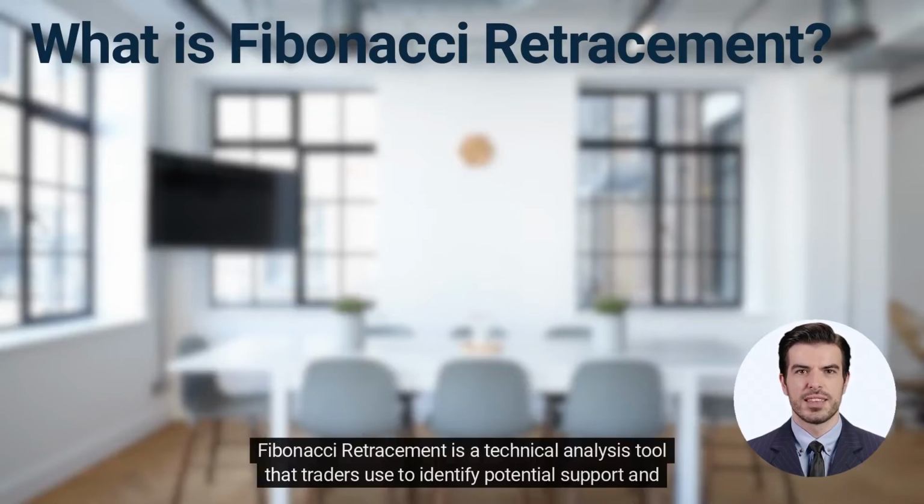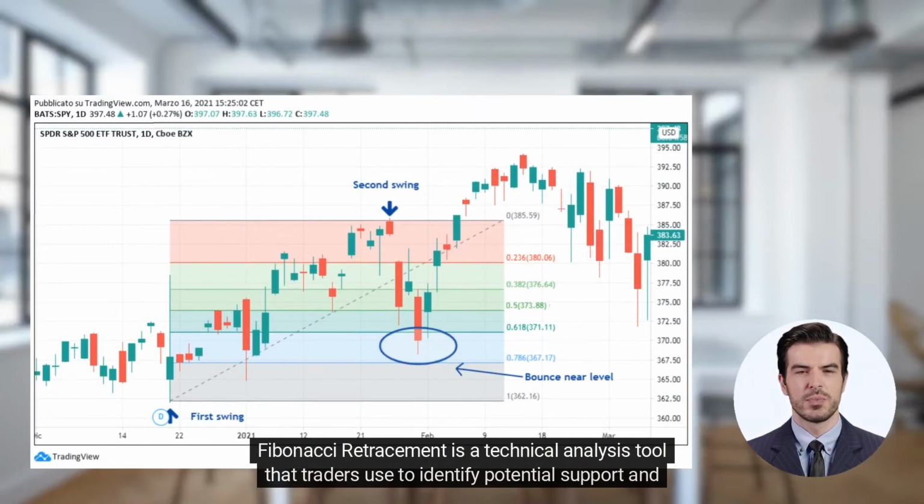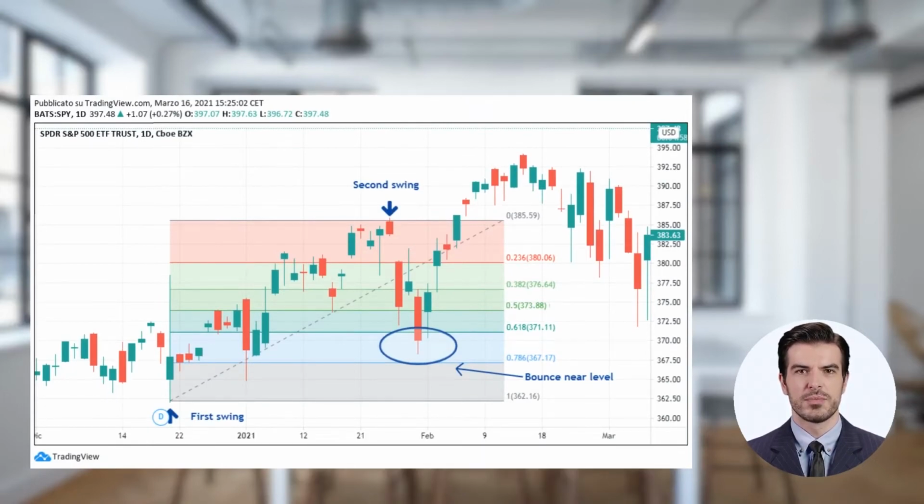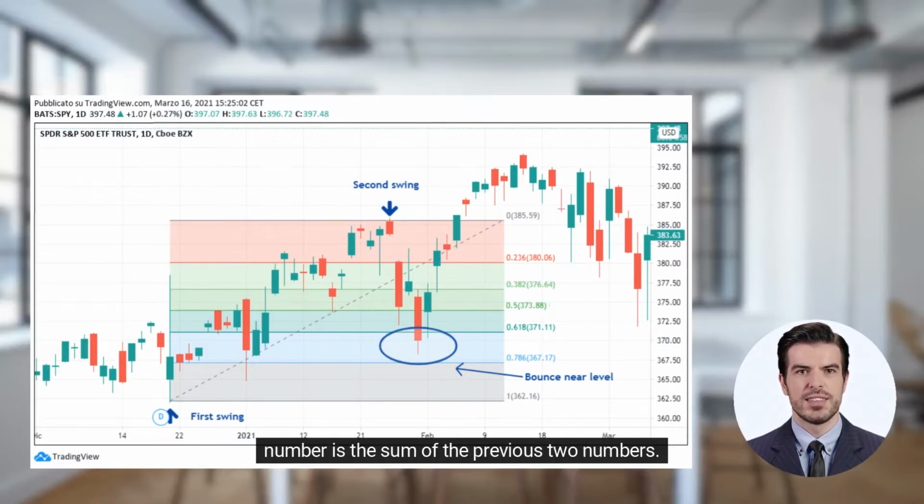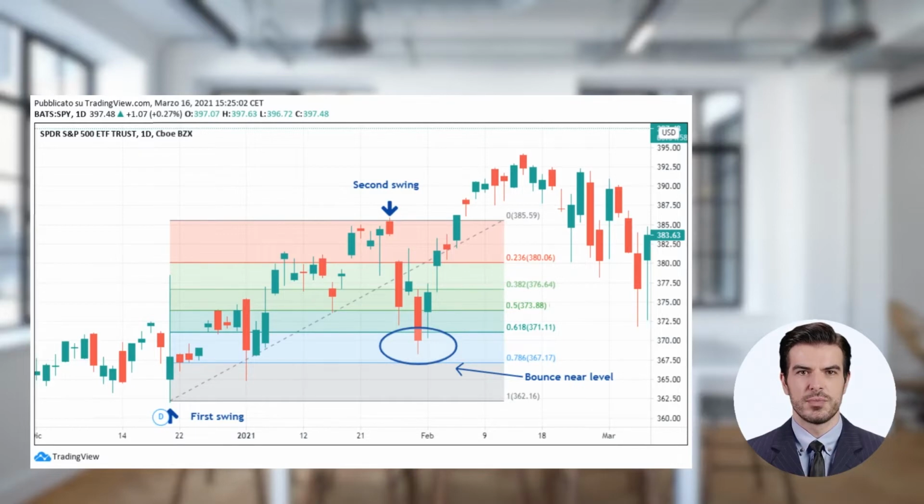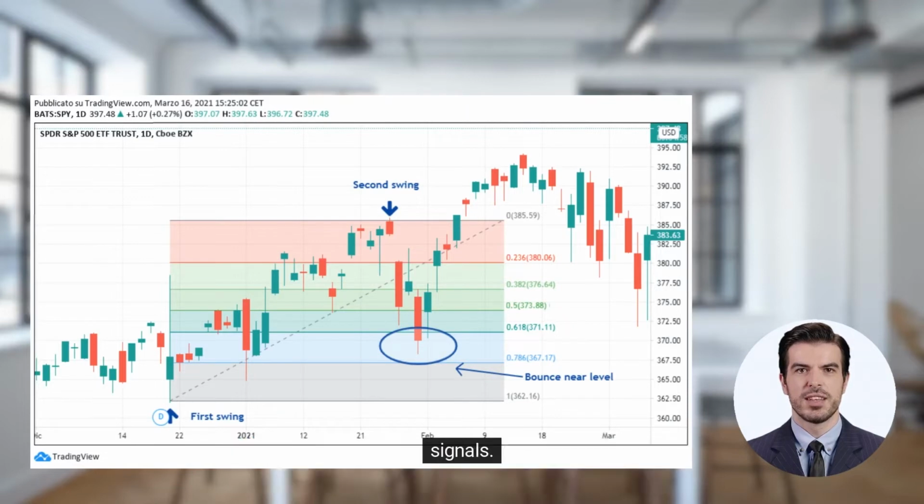What is Fibonacci retracement? Fibonacci retracement is a technical analysis tool that traders use to identify potential support and resistance levels. The Fibonacci retracement is based on the Fibonacci sequence, which is a series of numbers where each number is the sum of the previous two numbers. The Fibonacci retracement can be used in conjunction with other technical indicators to help confirm trading signals.